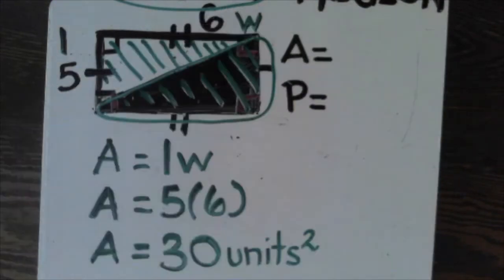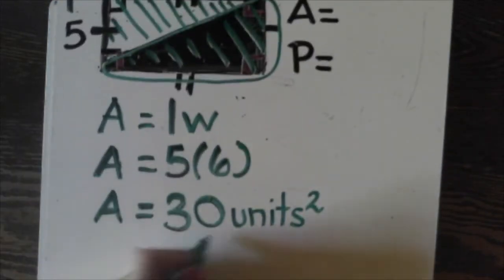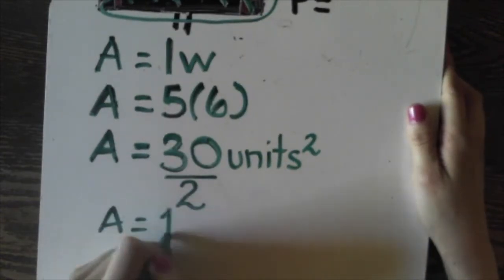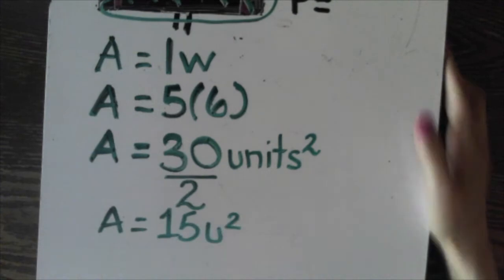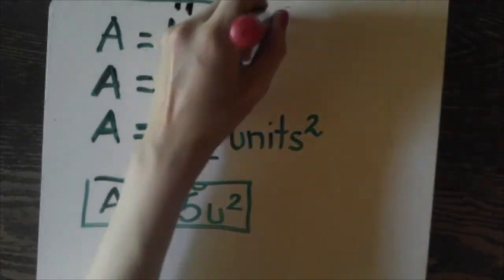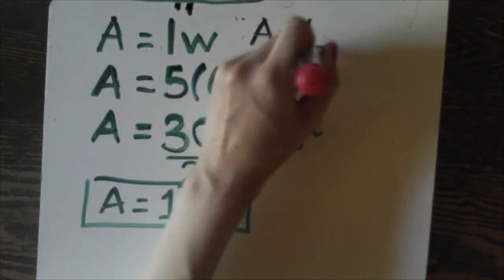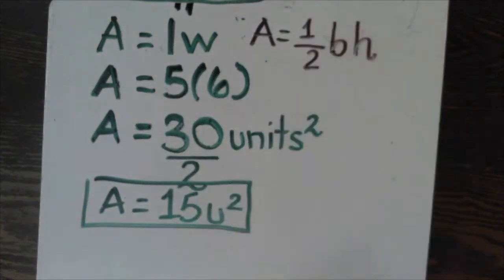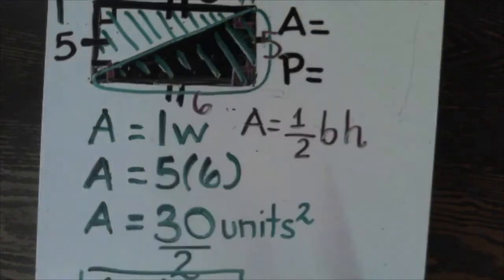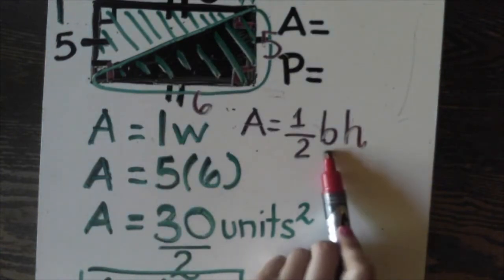Now, we have found the entire rectangle. The problem is we only want the shaded region. Because of that, I need to divide by 2 because my region is half of the full rectangle. 30 divided by 2 is 15, and therefore the area is 15 square units. We could also have used the area for a triangle. Area is 1/2 base times height. The base is 6 and the height is 5. We would have had the same answer.